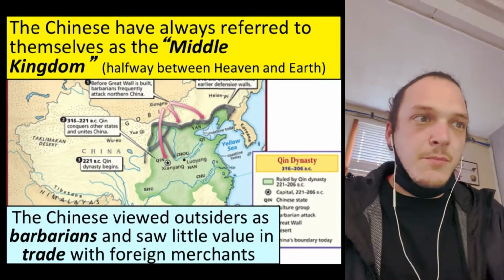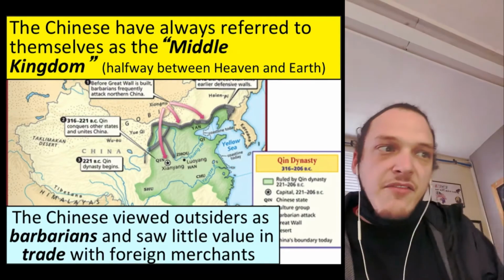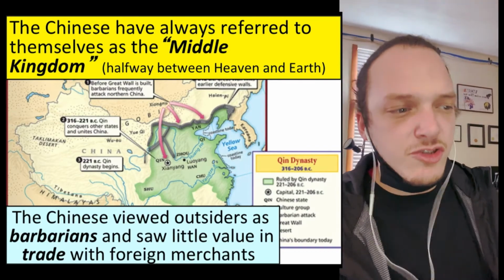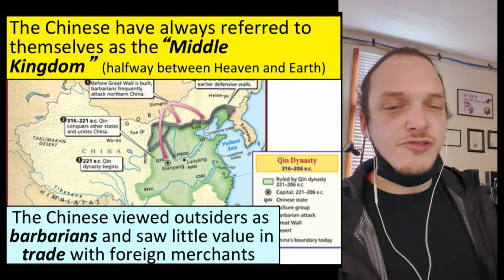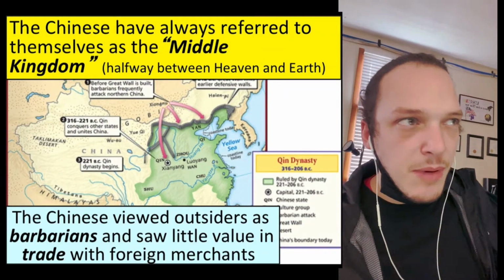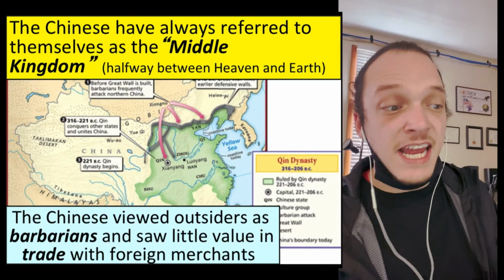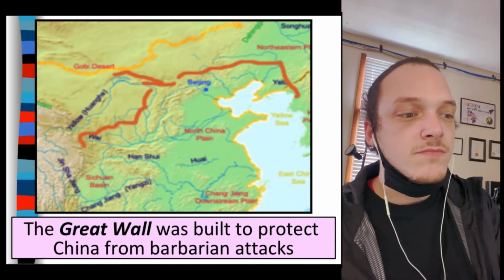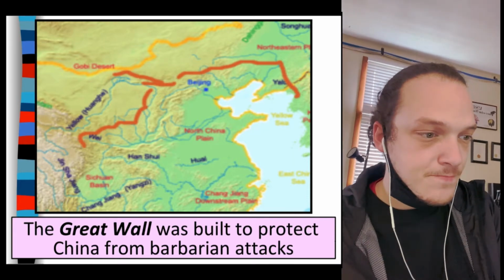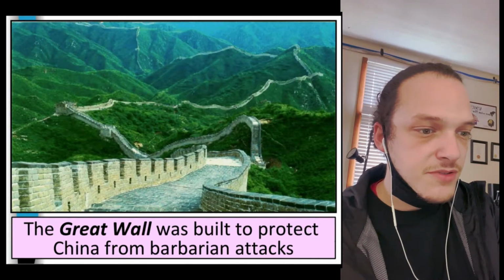The Chinese have always referred to themselves as the Middle Kingdom, halfway between heaven and earth. The Chinese have always treasured their own culture and traditions and have tried to keep outsiders at bay. Matter of fact, up to this point, they considered any outsider to be a barbarian. They even built a wall to protect themselves, right? Here's some of those pictures.